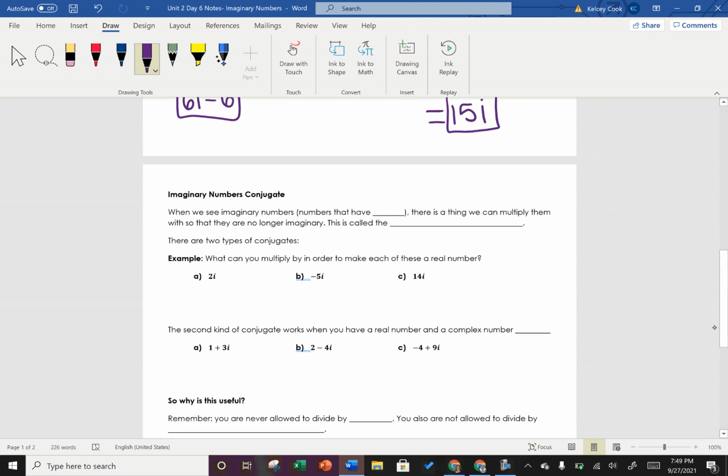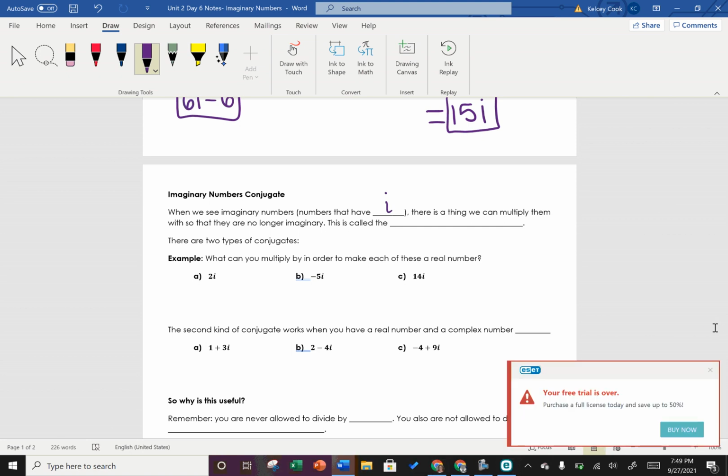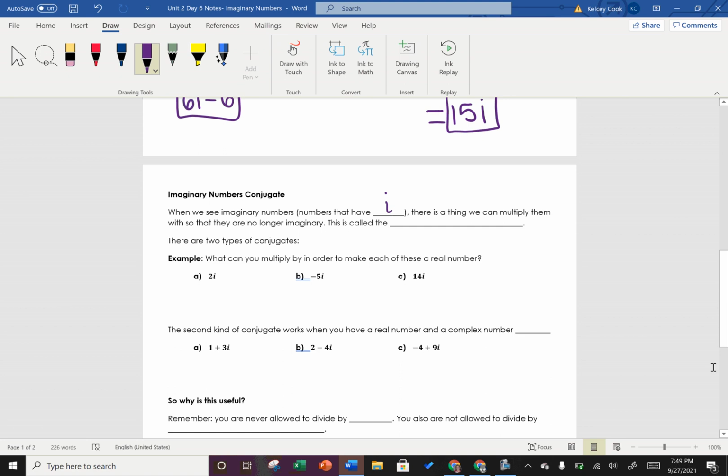So now we're going to work with conjugates. So how do we get rid of the i? When we see imaginary numbers, numbers that have i, there's a thing we can multiply them by so they're no longer imaginary. This is called the conjugate.